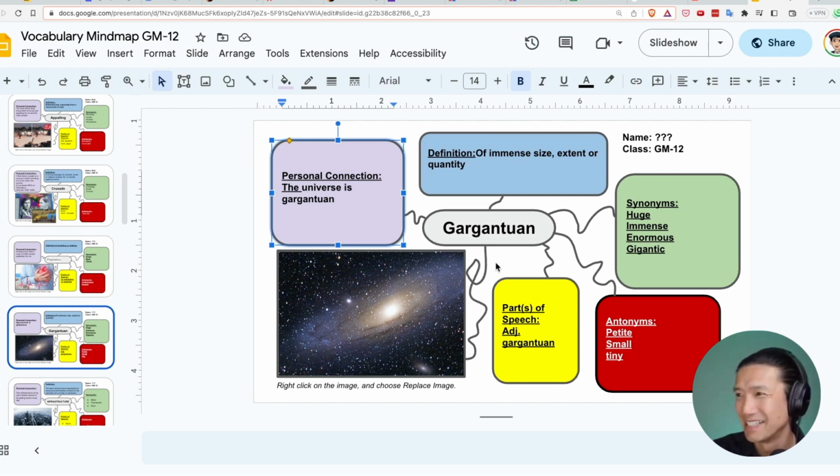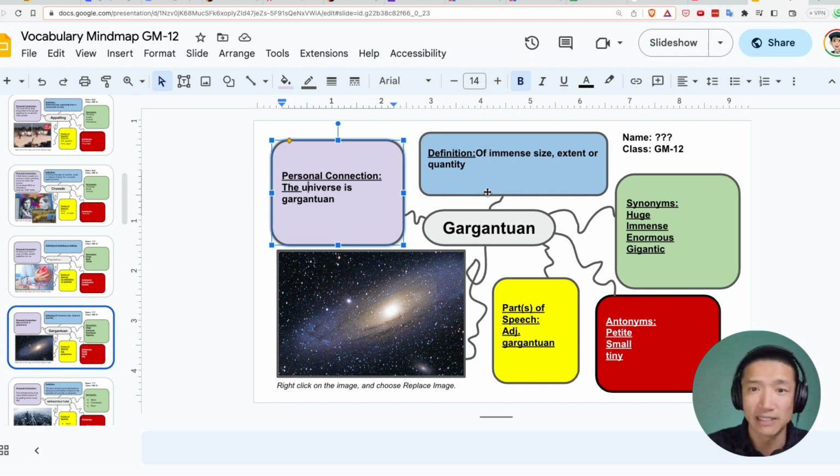Gargantuadize? No. Some adjectives we can change into verbs as well, right? Some we can change into nouns. Okay, just figure out these rules. There's not a rule, but there's like a pattern. Synonym is huge, immense, enormous, gigantic, right? We just learned all of these new words, guys, just by learning gargantuan. And then, yeah, your connection would be with the universe. So when you look at that, you think, yes, gargantuan.